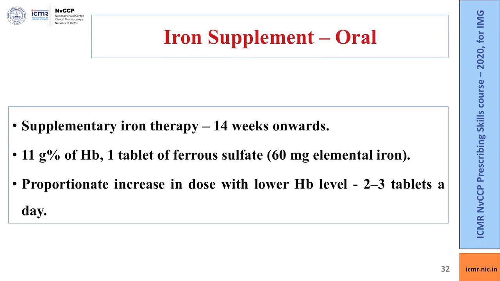Supplementary iron therapy is needed for all pregnant mothers from 14 weeks onwards. For hemoglobin level of 11 gram%, you need to prescribe 1 tablet of ferrous sulfate containing 60 mg of elemental iron. You need to keep in mind that the dose should be proportionately increased with lower hemoglobin levels to 2 to 3 tablets per day.